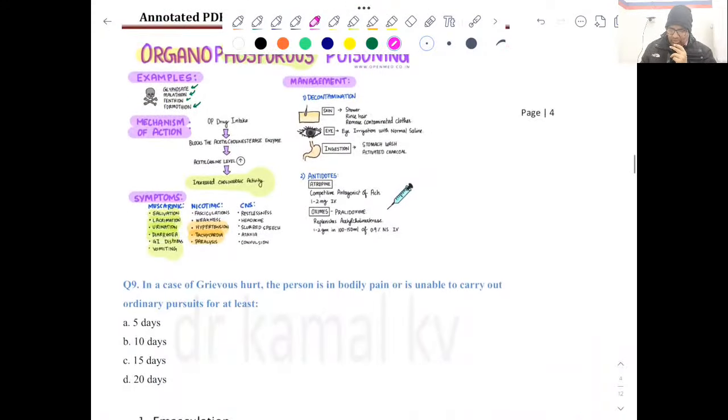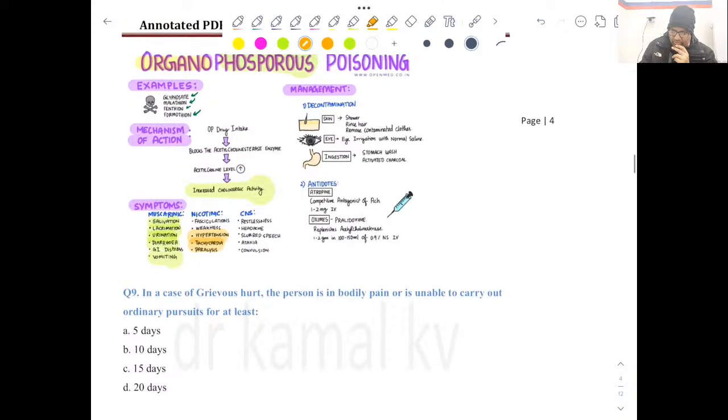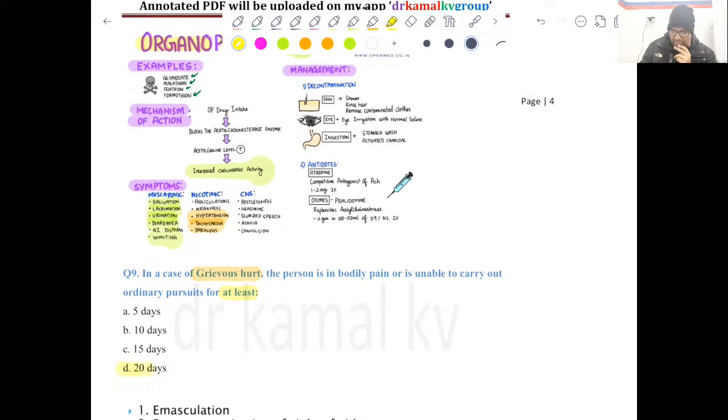Clear? So organophosphate. Now, in case of grievous hurt, what is that time duration which is taken to label it as a grievous hurt? That time period is 20 days, right? So if a patient who has sustained injury is not able to carry out activities for at least 20 days, the nature of the injury will be called grievous hurt. So this is just one of the parameters under grievous hurt. Bed rest lasting for at least 20 days.